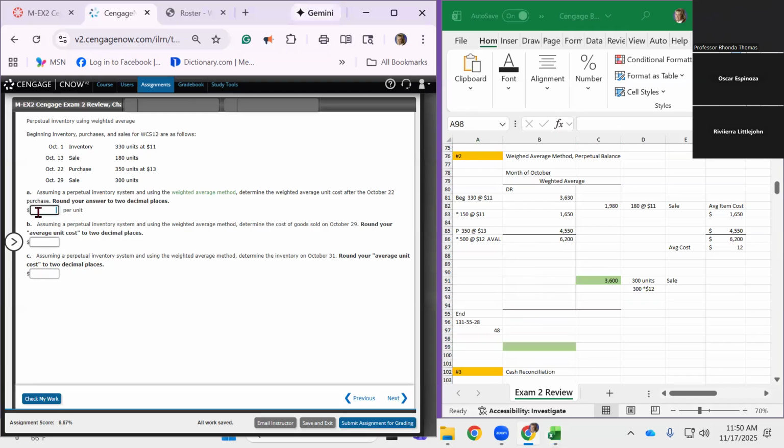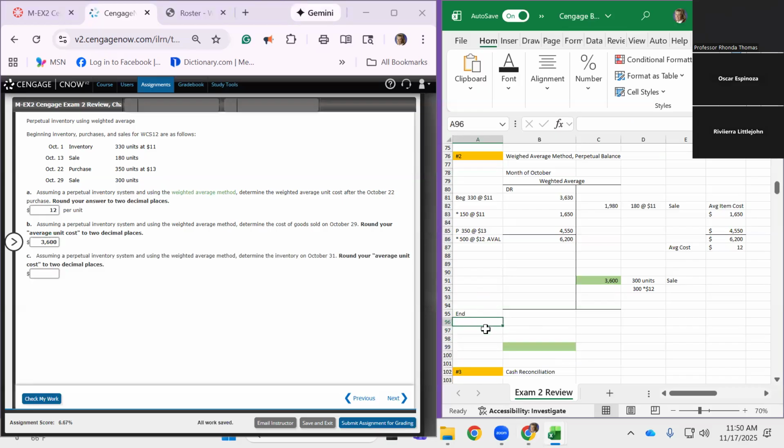So what they want to know is, what is the cost per unit? Well, we determined it was 12. And then assuming a perpetual inventory system using the weighted average, determine the cost of the goods sold on October 29th. So here is this sale. 300 units at 12. So they were $3,600. And now they want to know how much is in ending inventory.